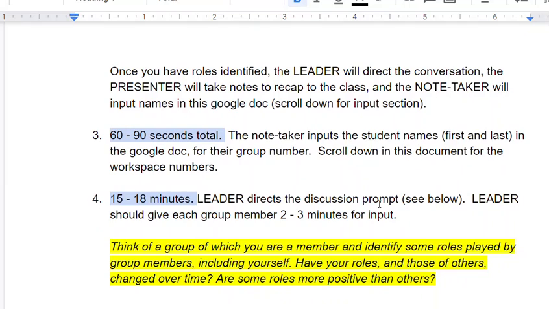The note taker will input all the student names first and last. Be sure to put the last name because there are students here with the same first name and they're grouped under the appropriate group number.